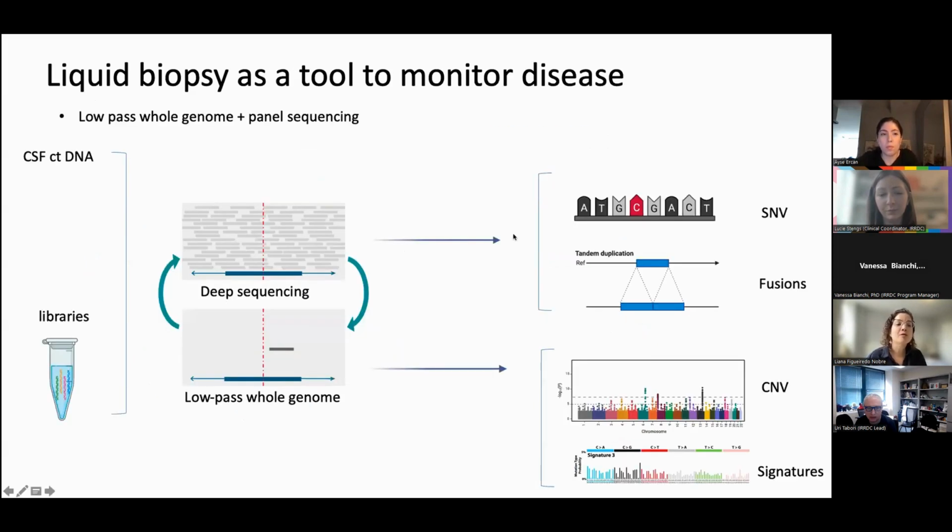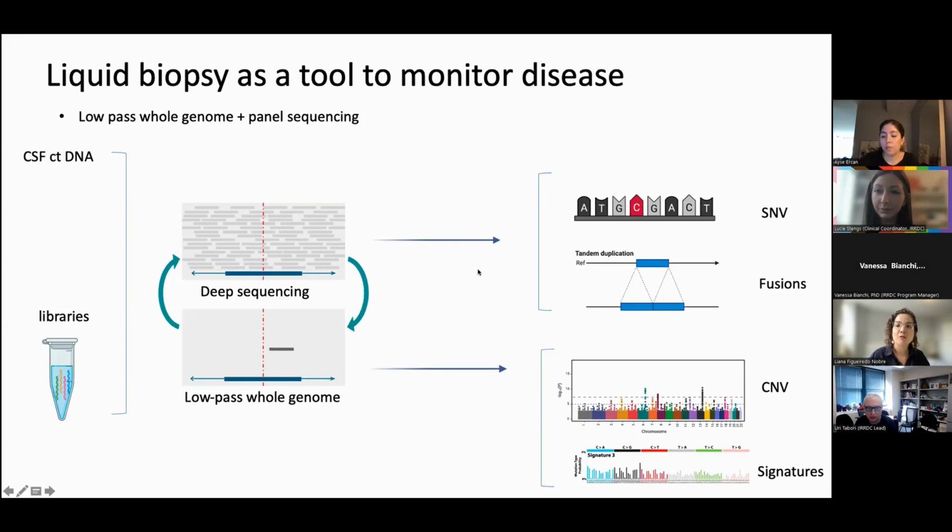So when we talk about panel sequencing, what we do is we collect the cerebrospinal fluid, we extract the DNA, we make libraries for next generation sequencing. And then with the panel sequencing, we have a selection of genes that are commonly mutated, and we sequence those genes very, very deep. We look at them many, many times, and we're able to detect small point mutations and fusions in those specific genes that are in our panel.